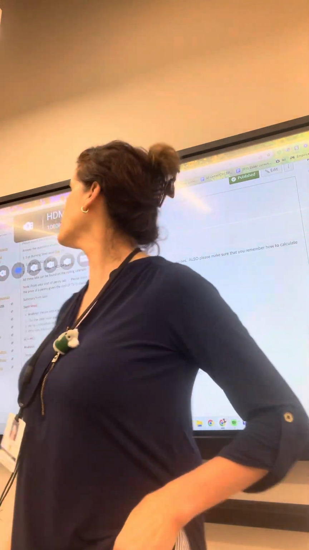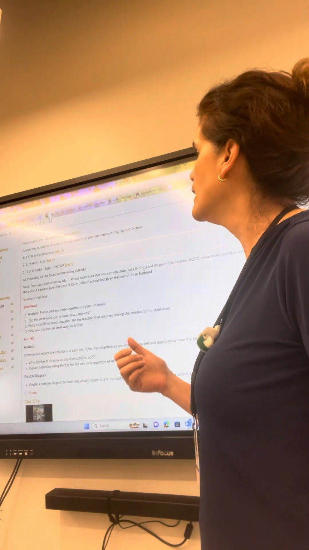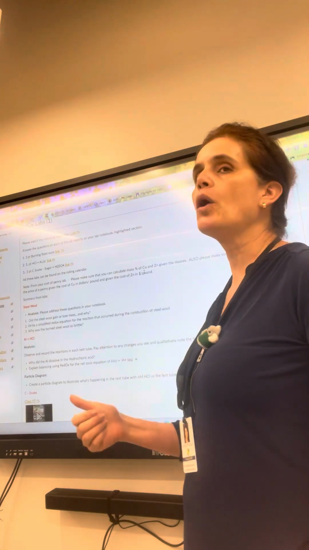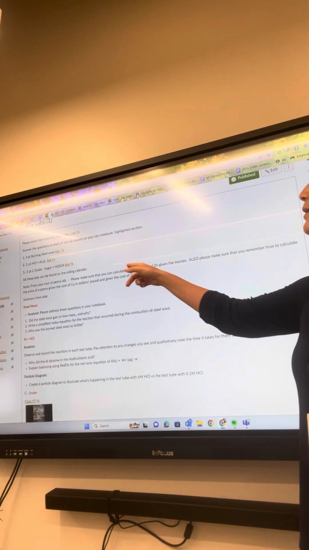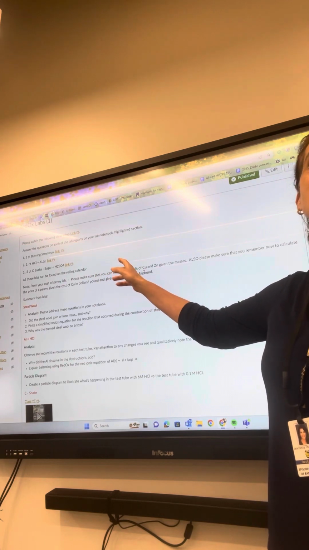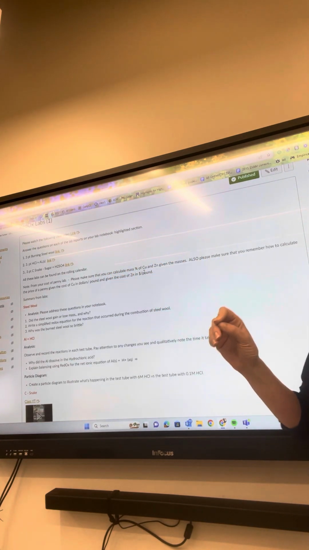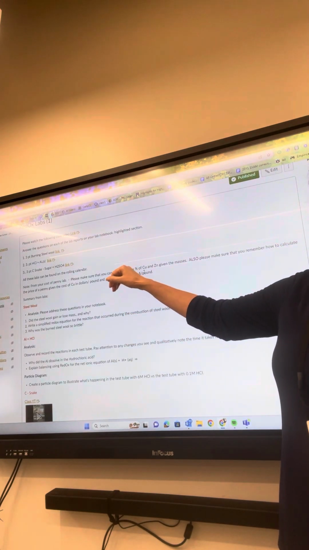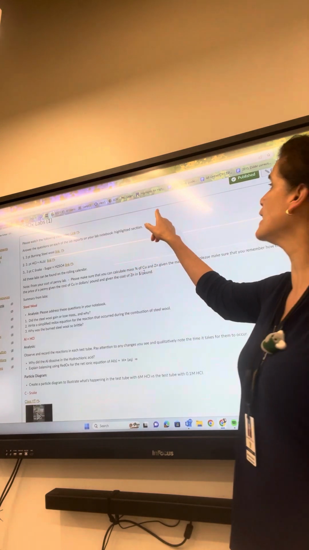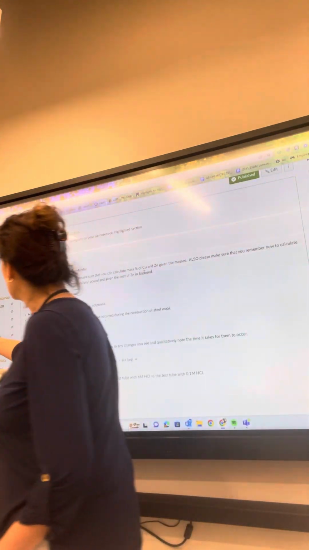Let's go through this really quick so that you don't do poorly on this thing next time. Does everybody here know how to calculate a percent? So percent copper or percent zinc? Why do we need to know that? Because it's going to be on the next quiz.